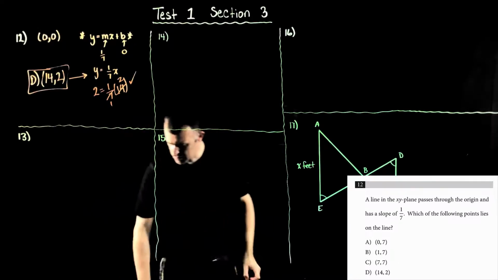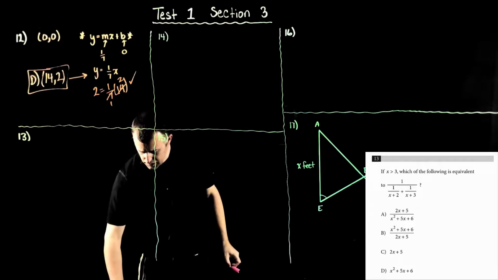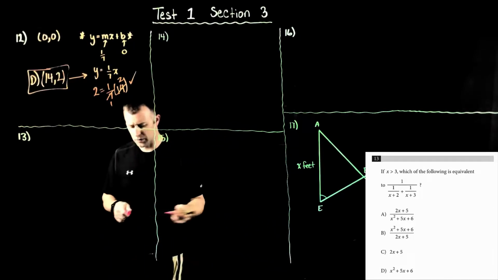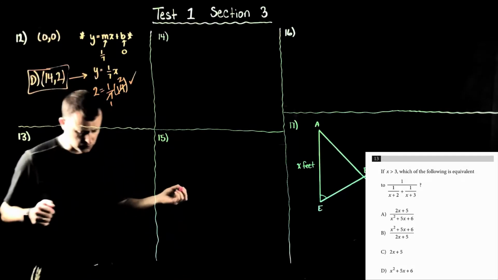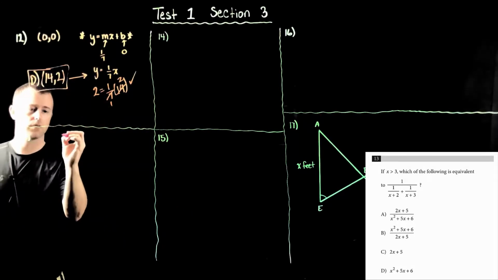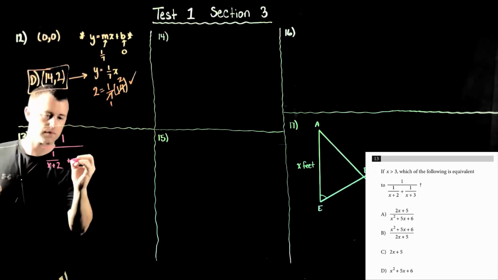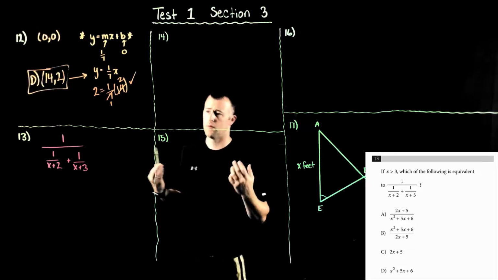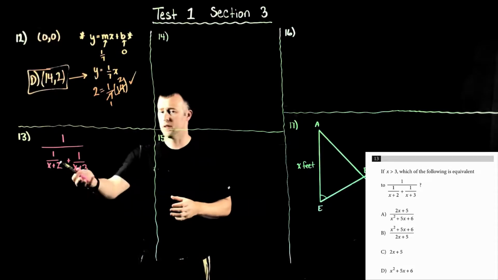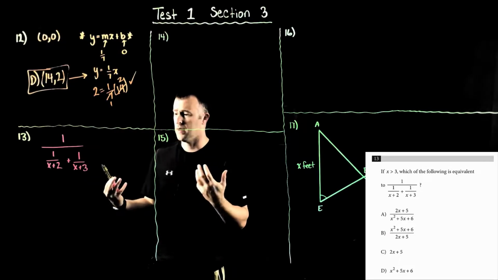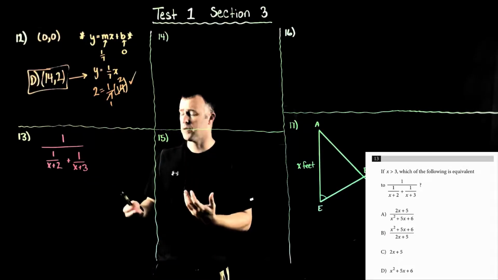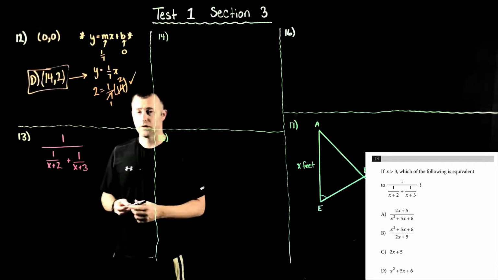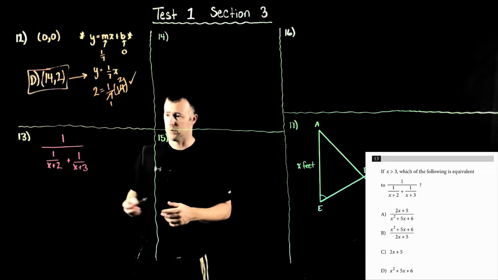Moving on to number 13. It says if x is greater than 3, which of the following is equivalent to this following expression? So here's the expression. Let me go ahead and write it real quick. Okay, so there's a few ways that you could solve this. One way would be to maybe plug in some numbers for x and see which answer works for that. I'm going to go through the algebra because I want you learning that algebra that they're testing you on, so that way no matter what scenario you get, you're able to solve this.